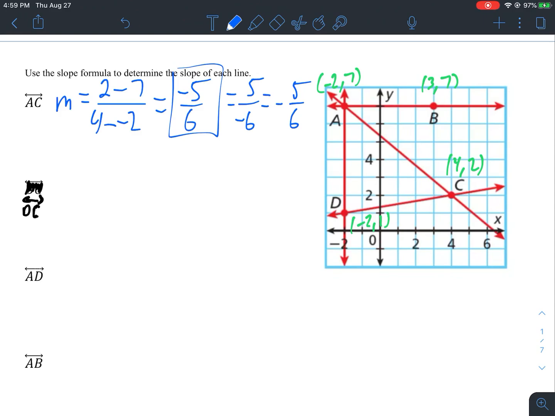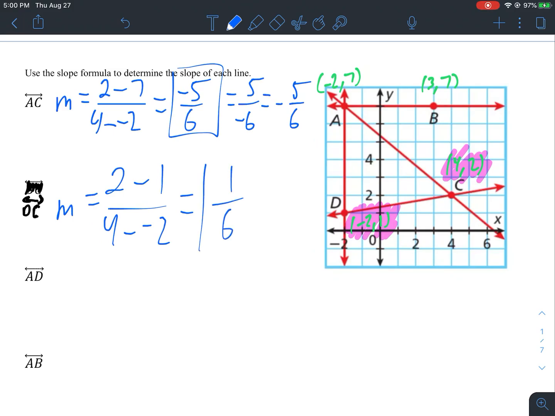All right, the next one, we're going to do DC. So DC is these two points right here. So the slope of DC is going to be 2 minus 1 over 4 minus negative 2. So that's 1 over 6. That is not reducible, so that's it. That's our answer: 1/6.